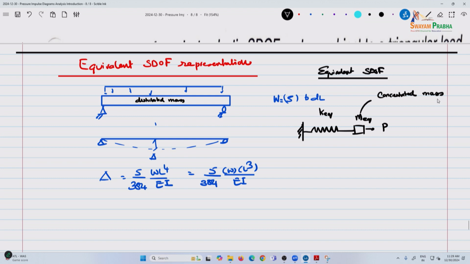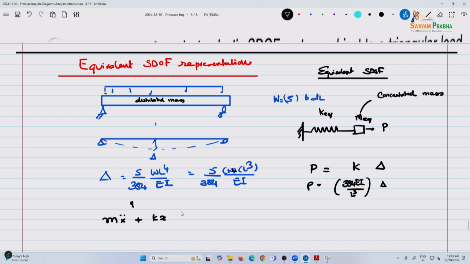So this is WL. From here we know that if you represent this as P equal to K delta, you have your K equal to 384 EI by L cubed, and this is your P. And we've seen before, K depends on boundary conditions, material, your span, your geometry, as well as the type of loading.